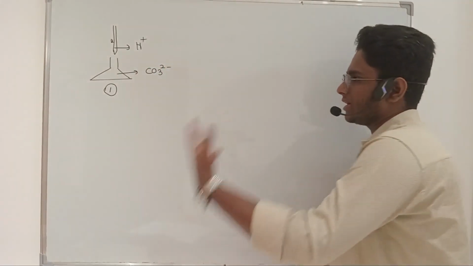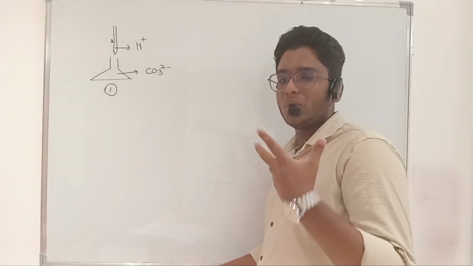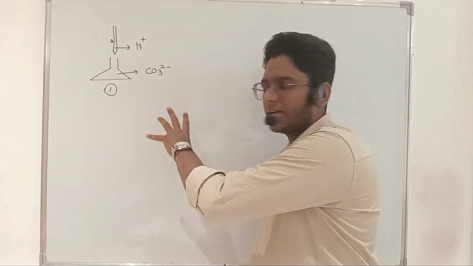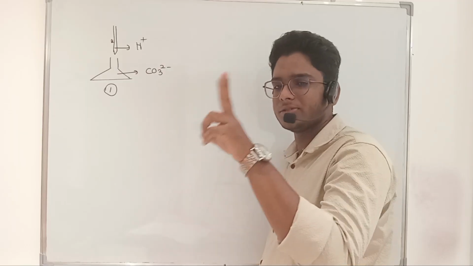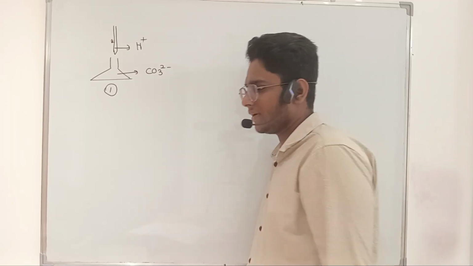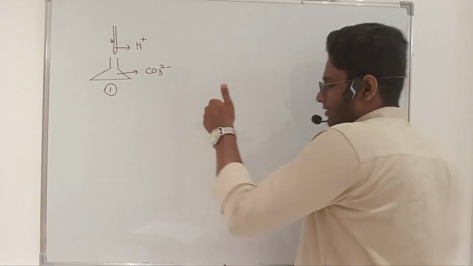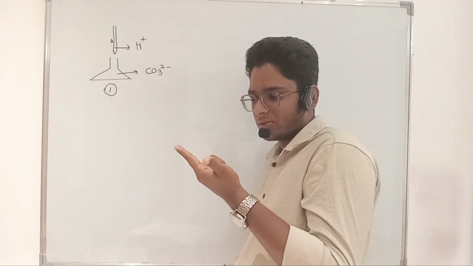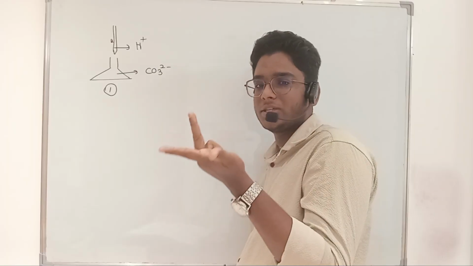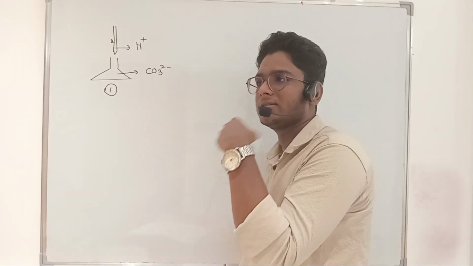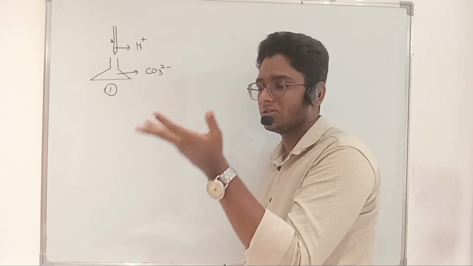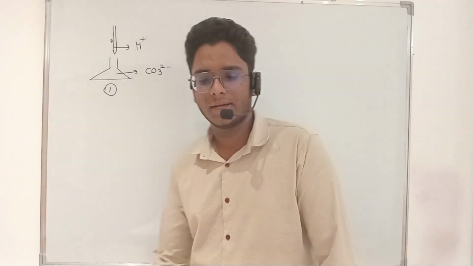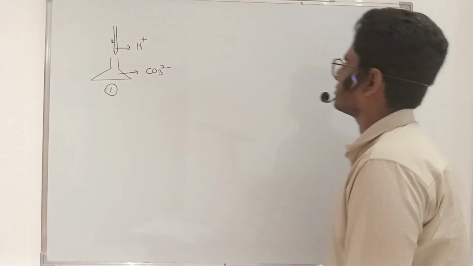And first, they will ask the equivalence points. Now, in this type of titration, there are two equivalence points, right? They'll ask the first equivalence point, they'll ask the second equivalence point, and they'll ask the pH before the addition of H plus, and the pH at the first equivalence point and the pH at the second equivalence point. That is the general type of questions they ask.